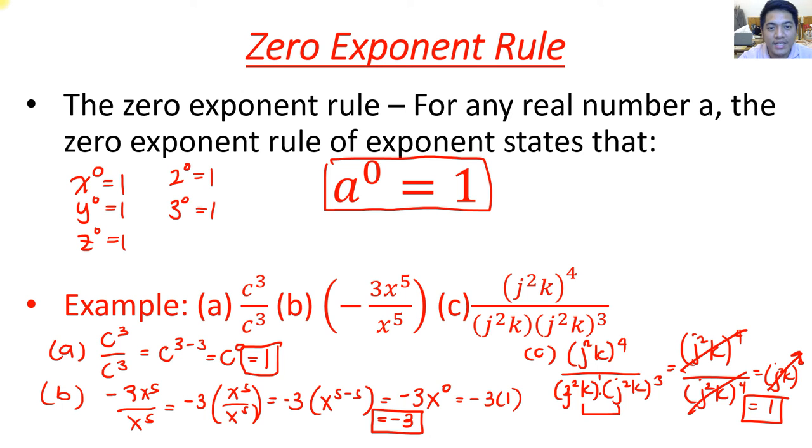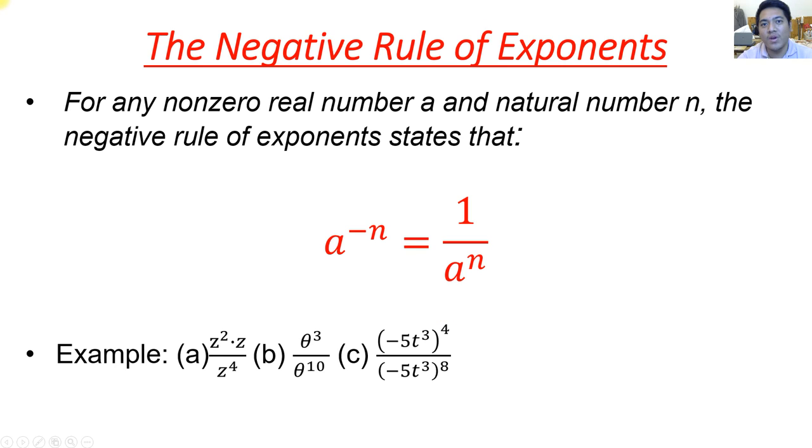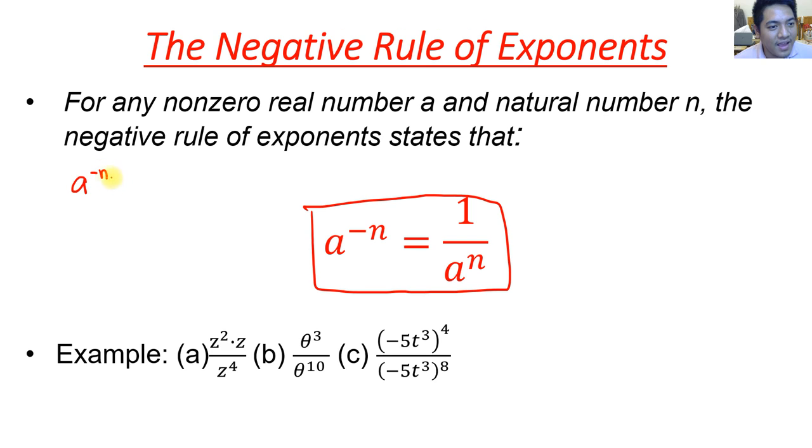Okay, and I hope that is clear for the zero exponent rule. So how about the negative rule of exponent? The negative rule of exponent simply states that for any non-zero real number a and natural number n, a raised to negative n is equal to 1 all over a raised to n. So we can eliminate the negative of this exponent if we just get the reciprocal and negate its exponent.